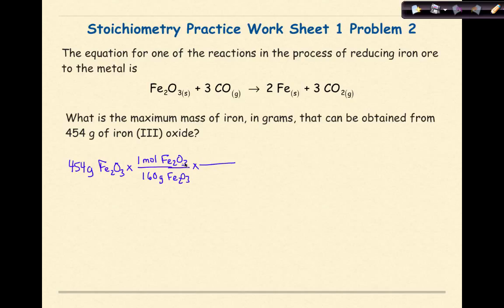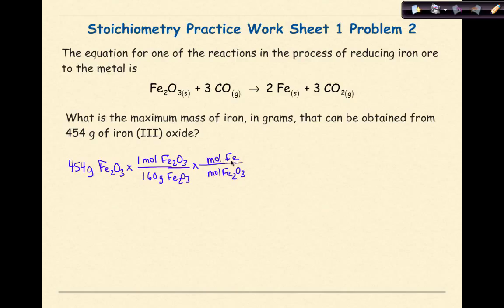Now we don't want to be in moles of Fe2O3. We actually want to be in grams of iron. So in order to make this transformation, we're going to do a mole-to-mole problem. So moles of Fe2O3 to moles of iron. We need to find the numbers that go in this conversion.